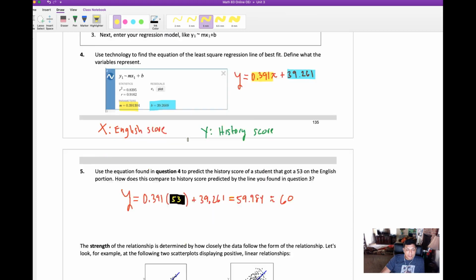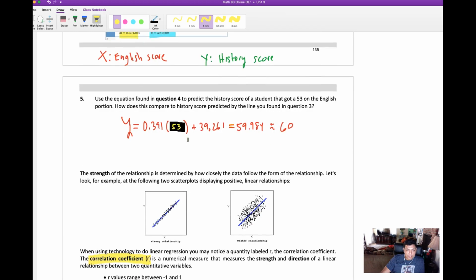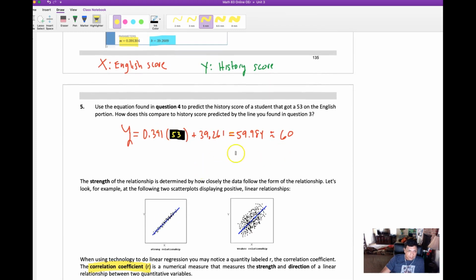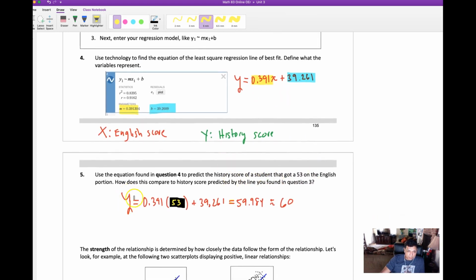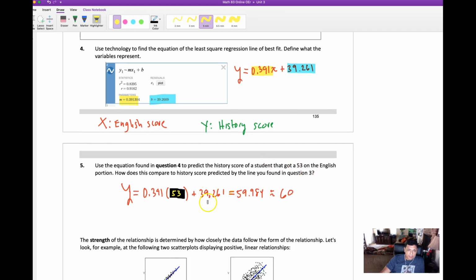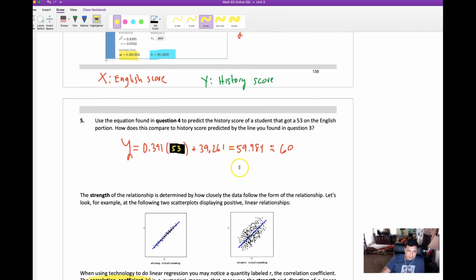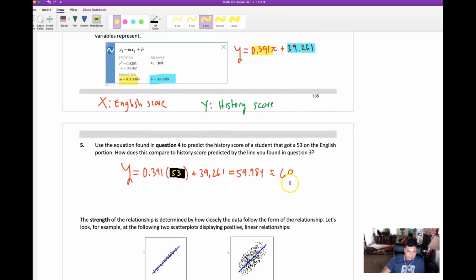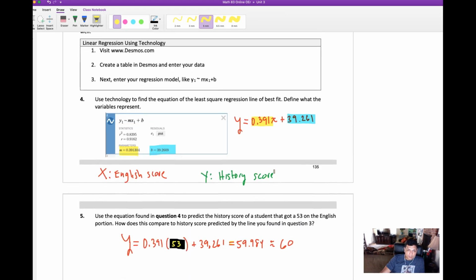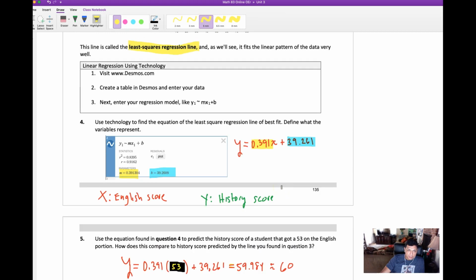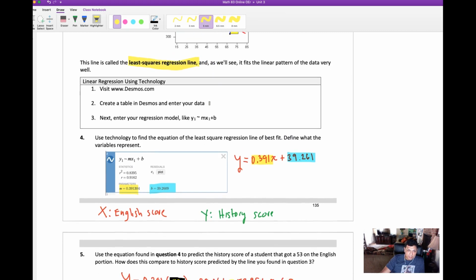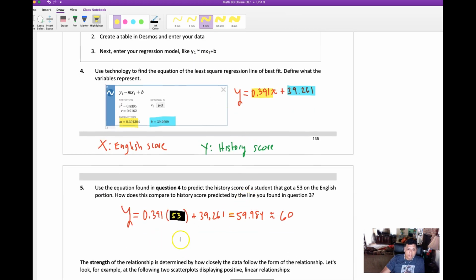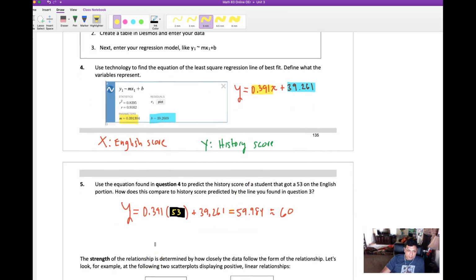And so looking at that here, we can go ahead and answer some questions. Using the equation we got here, predict the history score, which is the Y value, for someone with an English score of 53. You would substitute it in, and that's where you'd get your answer from. And that's how we would use a least squares regression line to make a prediction. We'll continue on with what this means in the next videos.